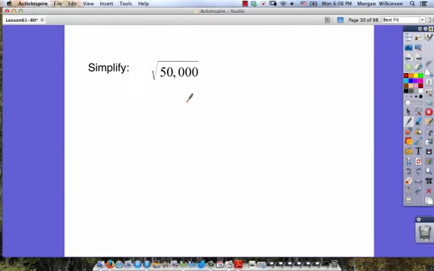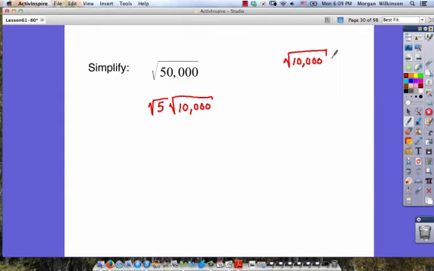Here we need to simplify the square root of 50,000. Now, this is one of those square roots of large numbers. And the square root of 50,000, well, we should break that down into the square root of 5 times the square root of 10,000, because 5 times 10,000 is going to give us our answer if we were to multiply these two back together. Now, we want to do this because the square root of 10,000, do you know what that is?